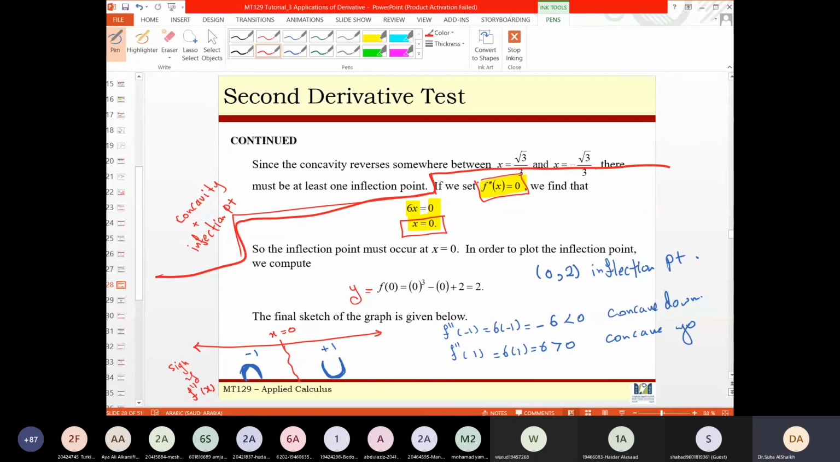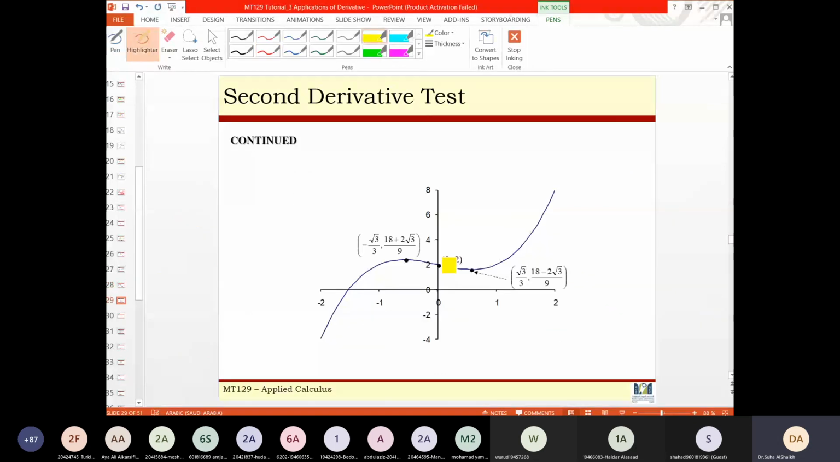So this is how they draw it. This point, 0 and 2, we said it is an inflection point, so it is concave down before and concave up after. This is one point, minus root 3 over 3, and this is the second point, which is root 3 over 3, and this is how we estimate the function looks like.